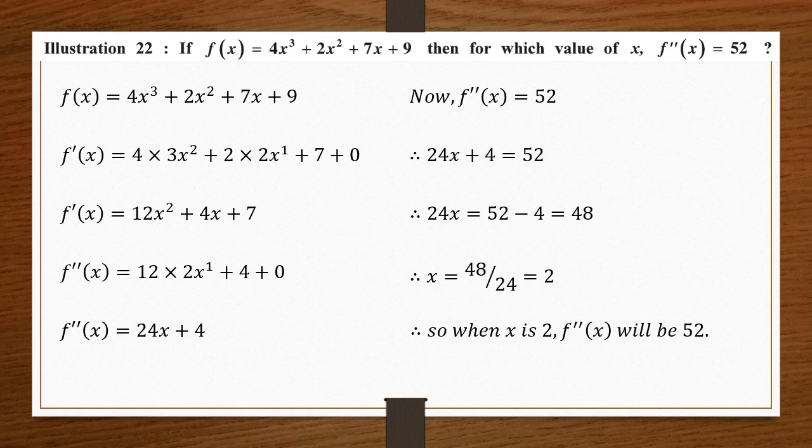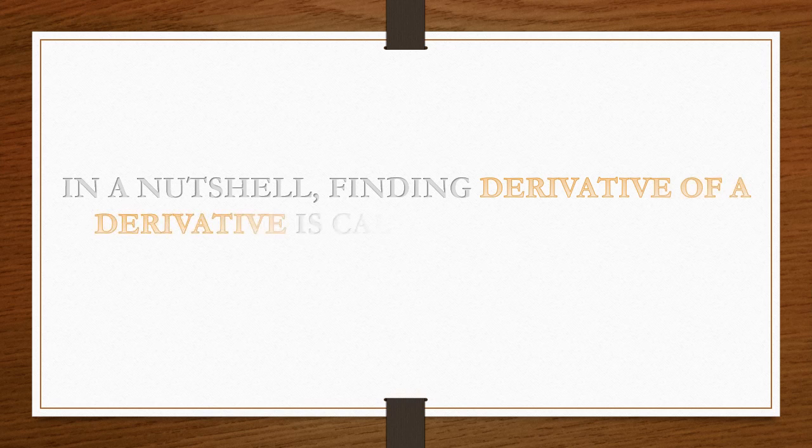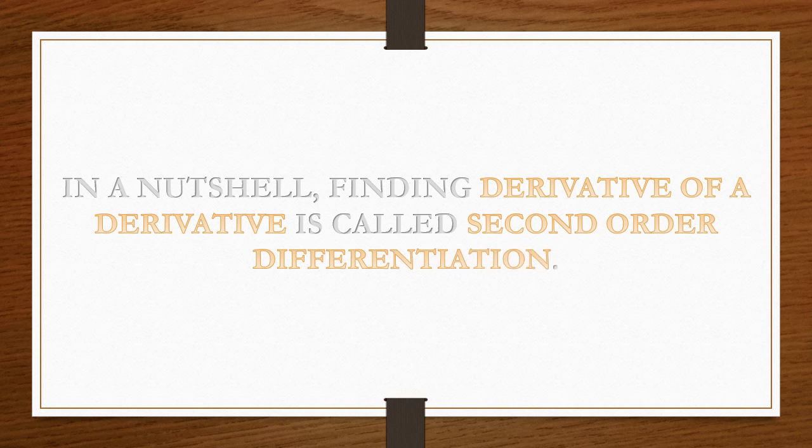But here we have used the concept of second order differentiation. Now this is the concept we are going to use in almost every next concept which we are going to study. So we are going to keep on revising it. That's why I am not stretching this particular tutorial further. Last, what I want to say is that in a nutshell, finding the derivative of a derivative is called second order differentiation. If you remember this thing, if you etch this in your mind, finding the second order differentiation will become very easy because it is an easy concept.